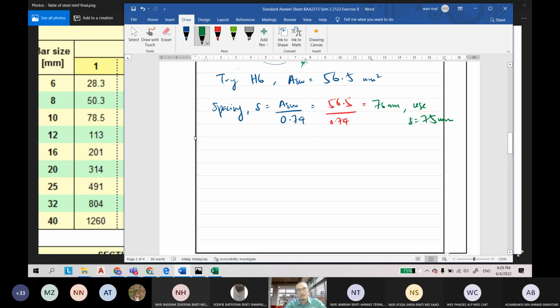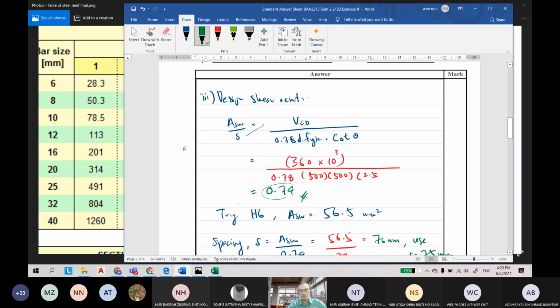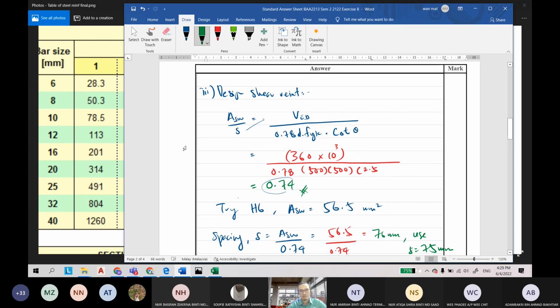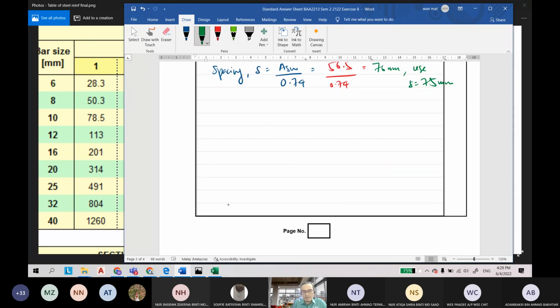In order to ease the job of our construction workers, the spacing is in increments of 25: 75, 100, 125, 150, and then 175, until the maximum. The increment is by 25 mm, so the construction will be easier and the workers will install it more easily, compared to a spacing of 76.383, which is impractical on site.